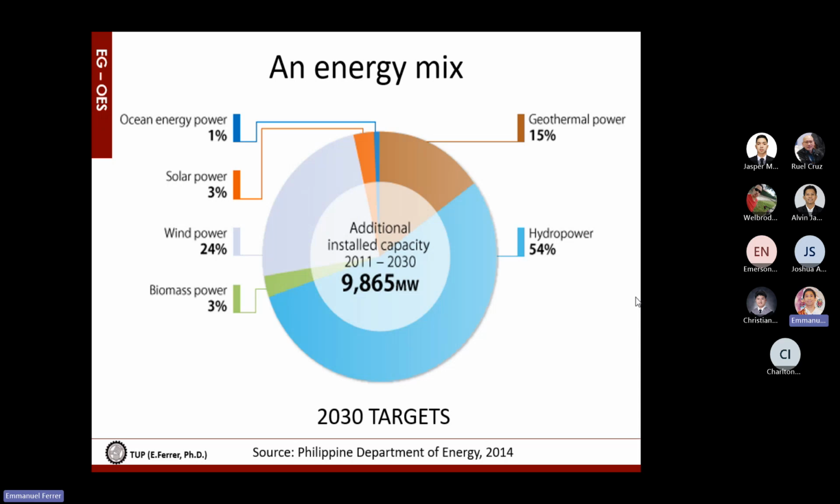Yung footprint nito, mas maliit kaysa solar. Okay. Yeah. Probably because wind is available. 24 hours. A day. Unlike solar kasi, medyo problematic siya dahil sa storage ng battery lang kasi. And then ocean energy 1%, biomass 3%.